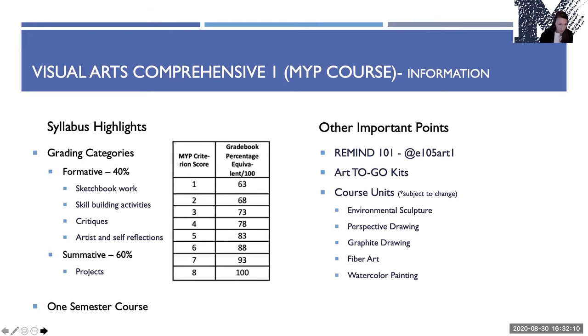So for all of my courses, we have two grading categories. We've got formative, which is going to be 40% of the overall grade book, and that's going to include assignments like sketchbook work, any skill building activities, critiques, and artist and self-reflections. And then we have the summative category, which is 60% of the overall grade, and that's going to be focusing on projects. Visual Arts Comprehensive 1 is a one-semester course, so your student is going to receive a half a credit for it.